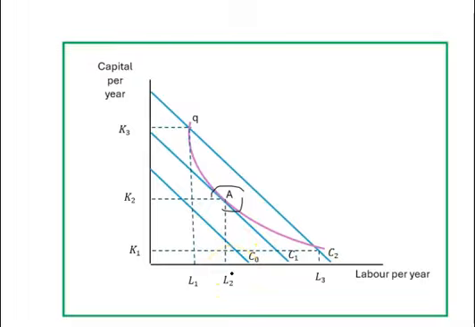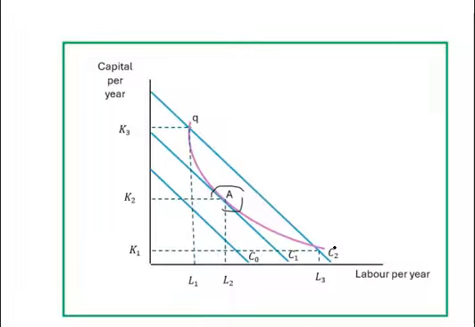Other input combinations like K3 and L1 and K1 and L3 yield the same output as they are on the same Isoquant curve. However, they are not tangent to the Isocost line, and you can see that they are actually at a higher cost at Isocost line C2.